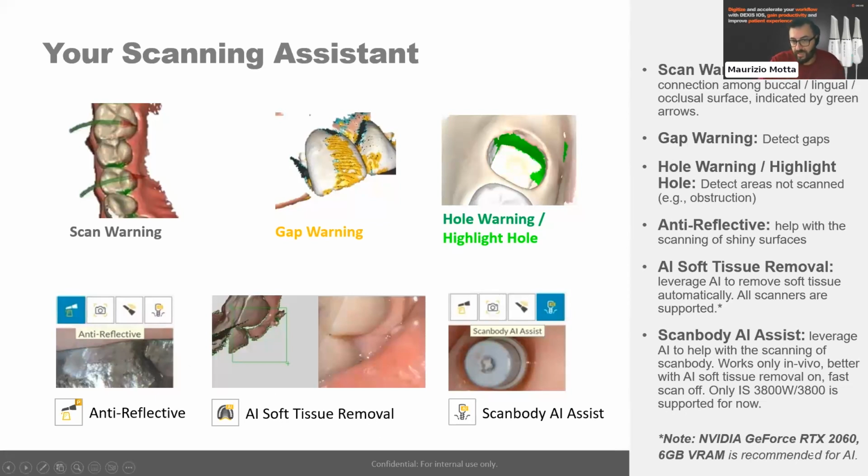Both this AI soft tissue removal and the scan body assist, we recommend 6 GB of VRAM. In the latest update that we released 2 weeks ago, and you should receive the automatic updates this week or the past week, we made some changes so this option also works with 4 GB of video RAM, but the recommendation of 6 GB is always in place, because the more video memory you have, the better the function works.